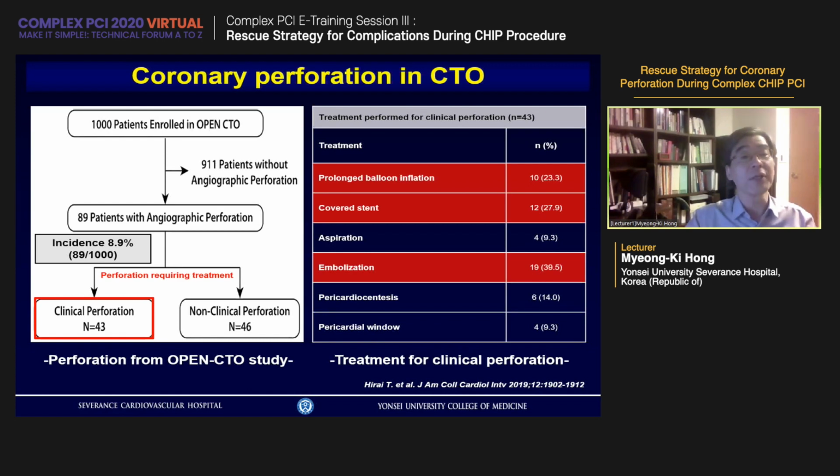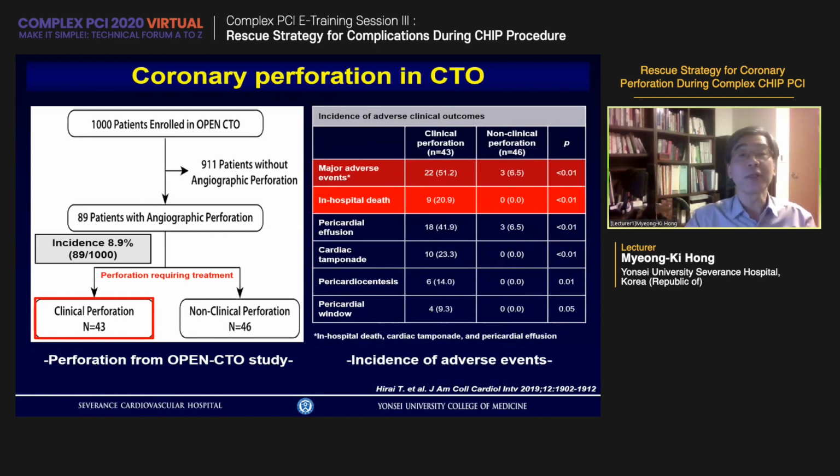In patients with clinical perforation, these are the treatment modalities. Prolonged balloon inflation was 24%, use of the covered stent 28%, embolization about 40%. What is the clinical outcome? In patients with clinical perforation, in-hospital death is almost 21%, a very high percentage. Pericardiocentesis and tamponade were frequent events.